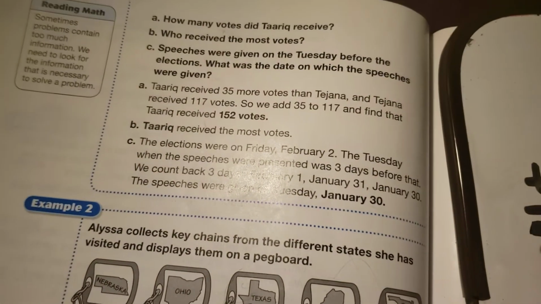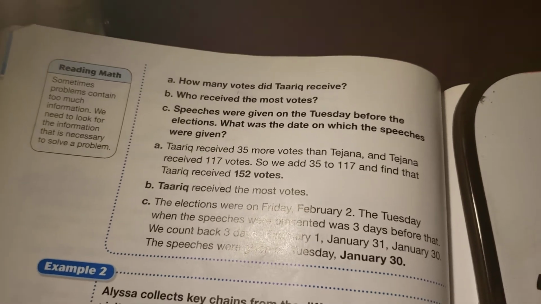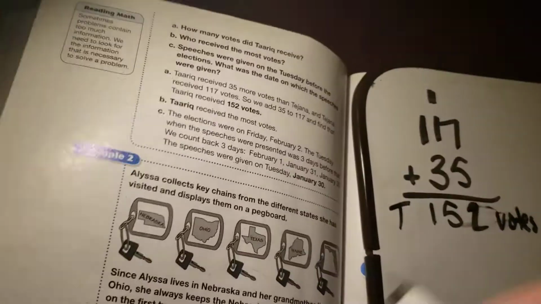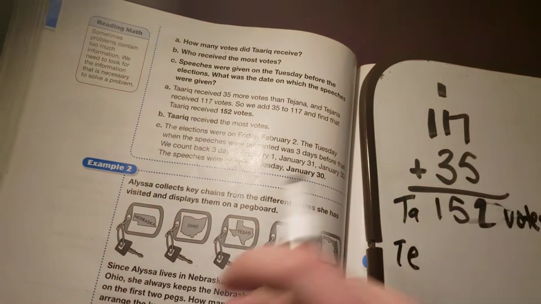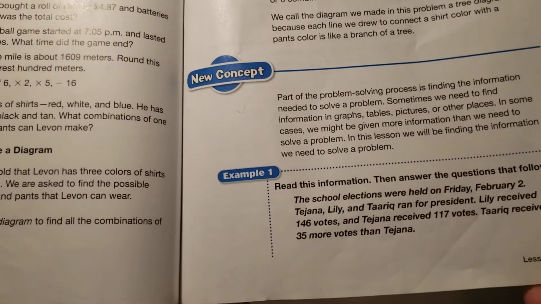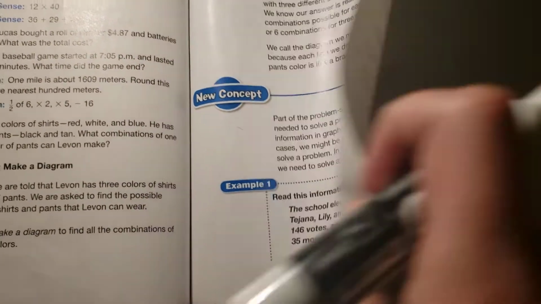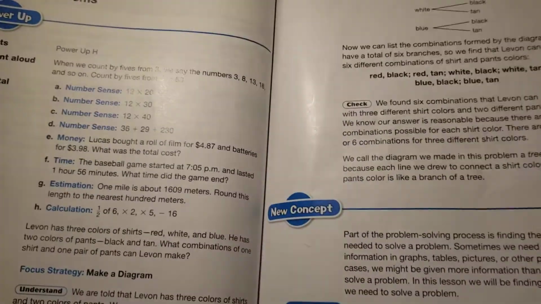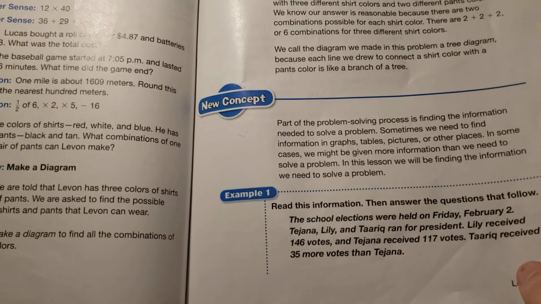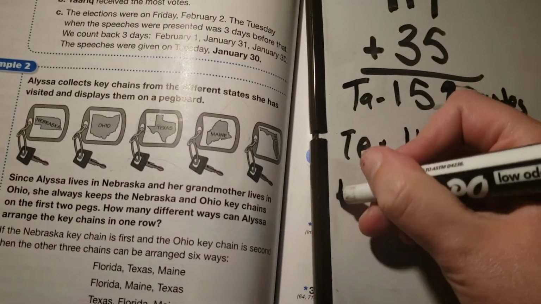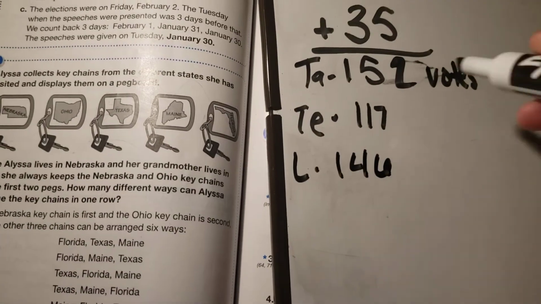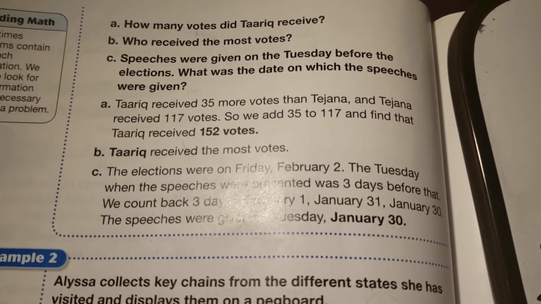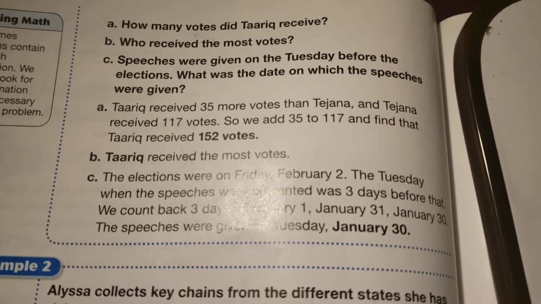And then question B says, who received the most votes? So this is for Tariq. I'm going to put T-A for Tariq, and then T-E for Tehana. She received 117. And Lily received 146. So who has the most? Tariq does.